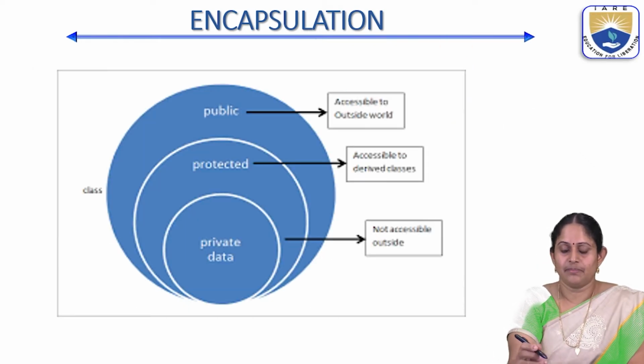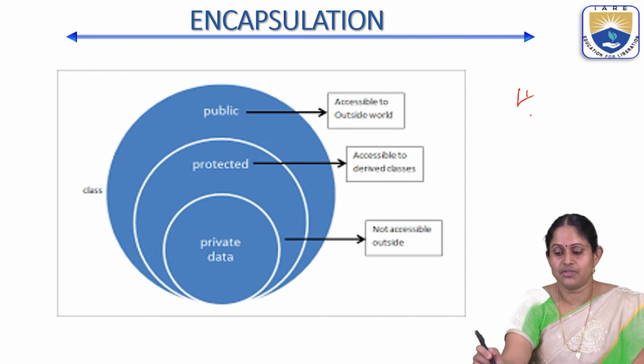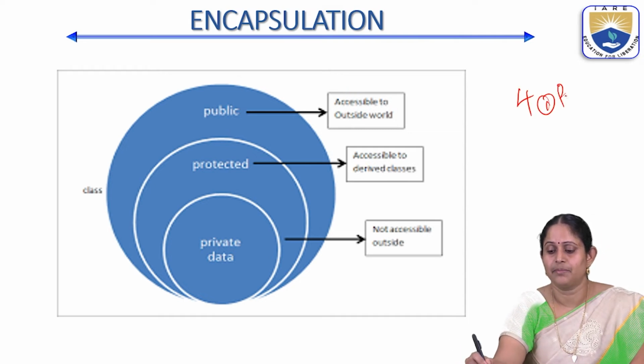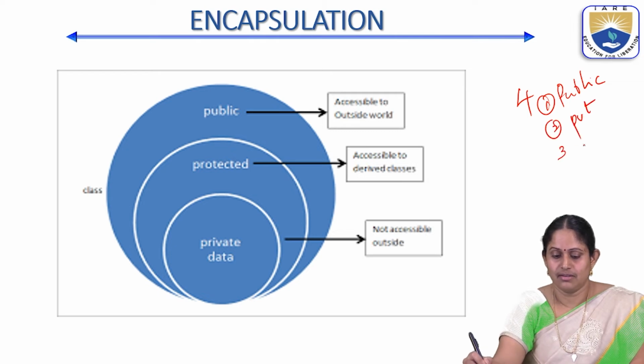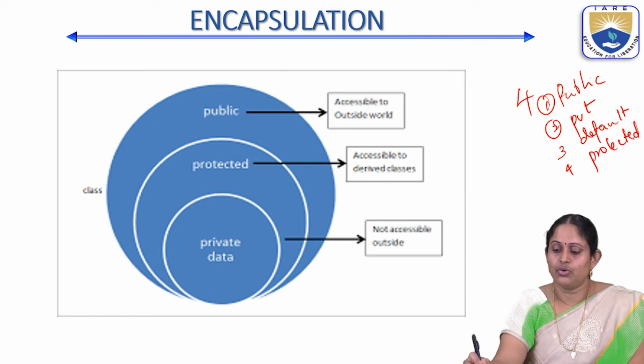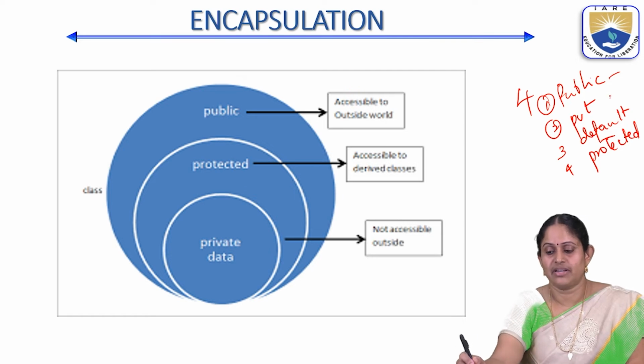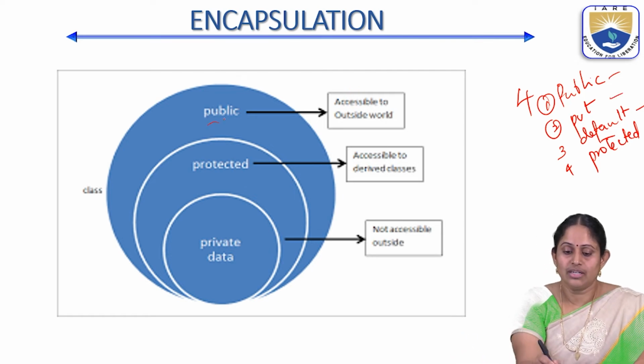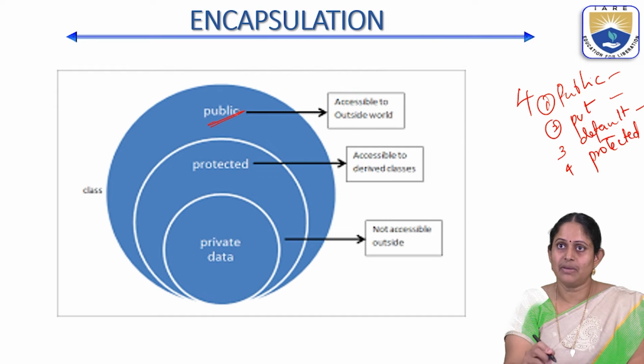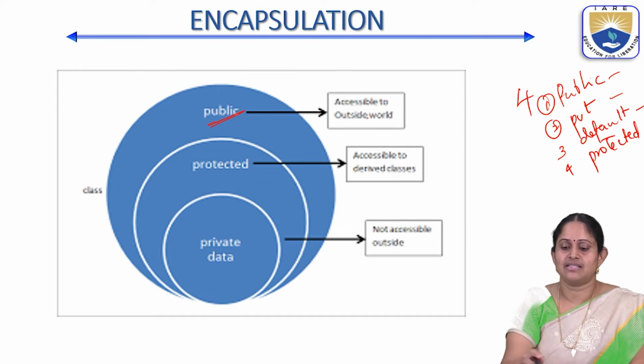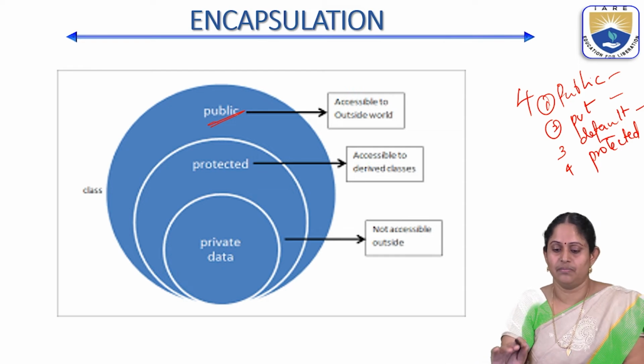There are mainly 4 types of access specifiers. One is public, private, default, and protected. So these are the 4 access specifiers available in Java. If any method or any variable is defined as public, then it can be accessed by everyone around it. It is open to all.